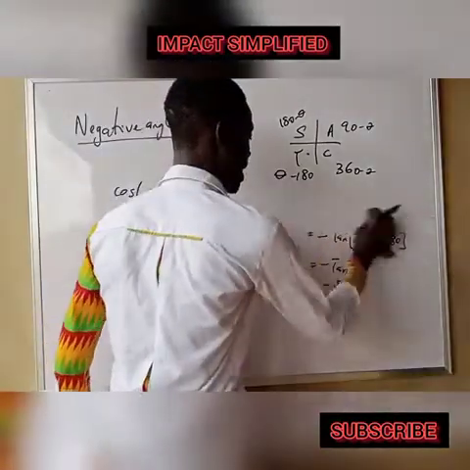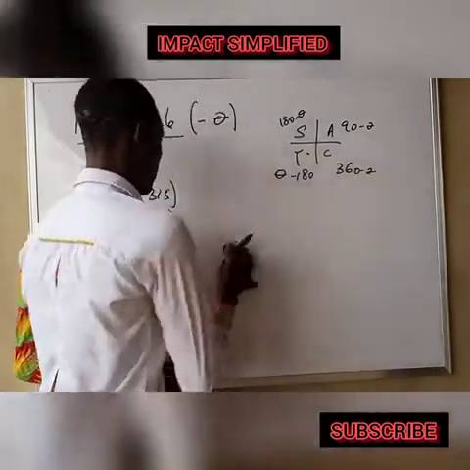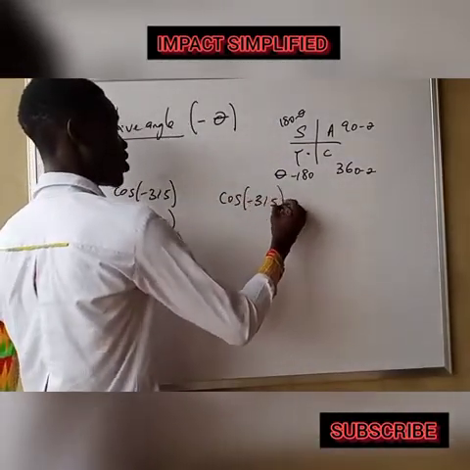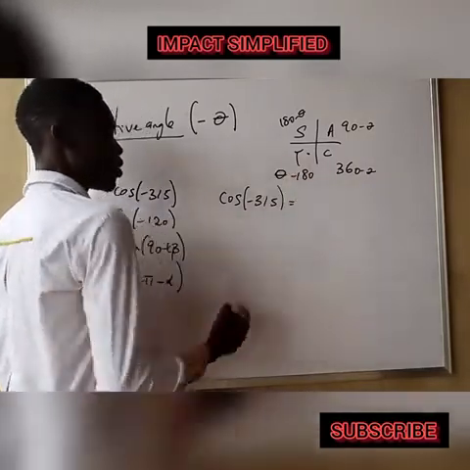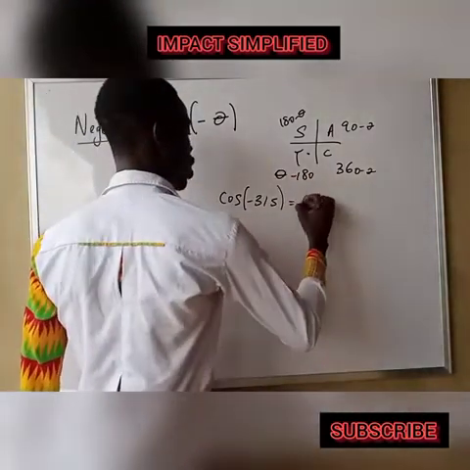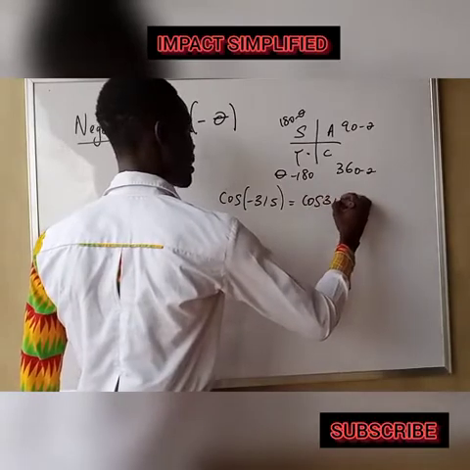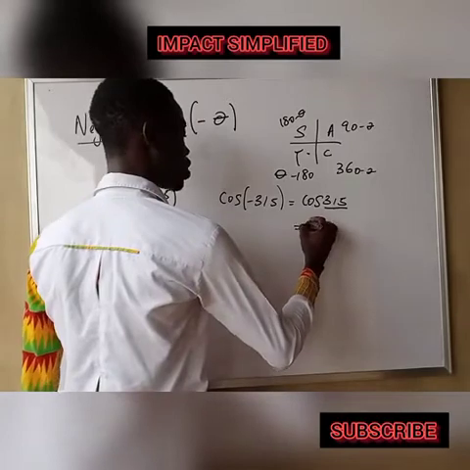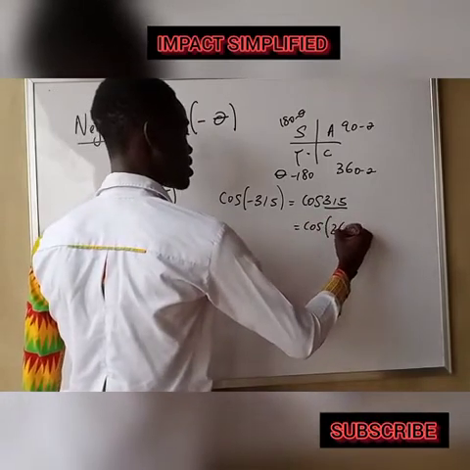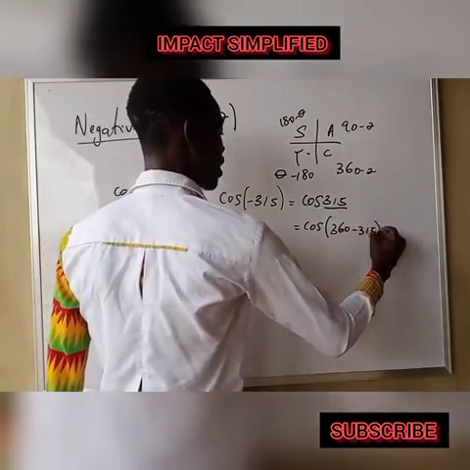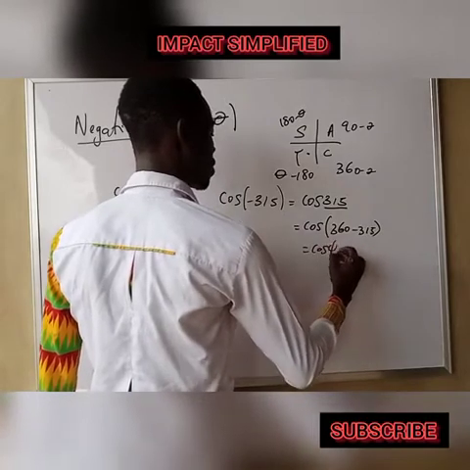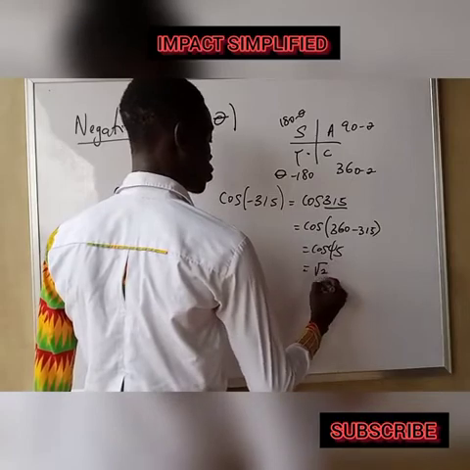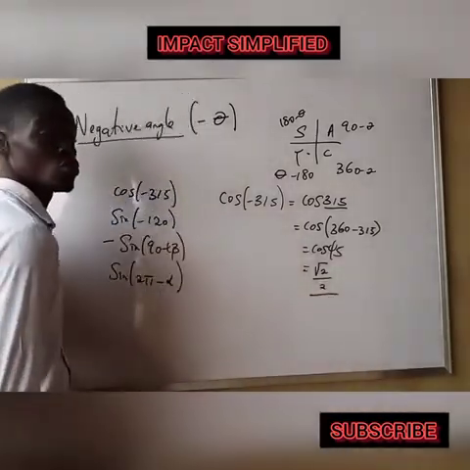Now let us look at the next one. For the next one, we have cos minus 315. Forget about the fact that it's moving clockwise. What will happen to the minus? Cos will never accept the minus. And where does 315 fall? It falls in the fourth quadrant. And that will give us cos of 360 minus 315, which is cos 45. And what is cos 45? That will give us 1 over root 2, which is root 2 over 2.